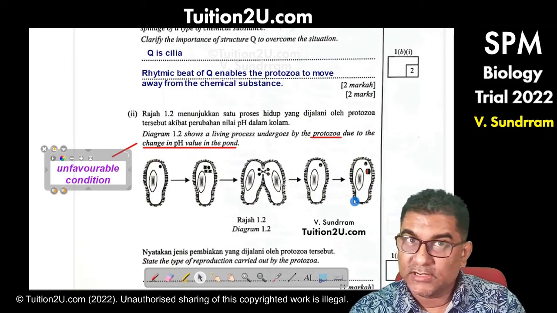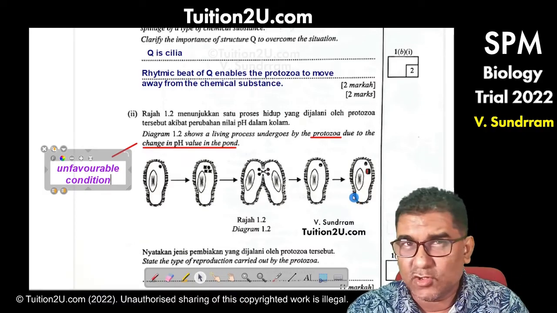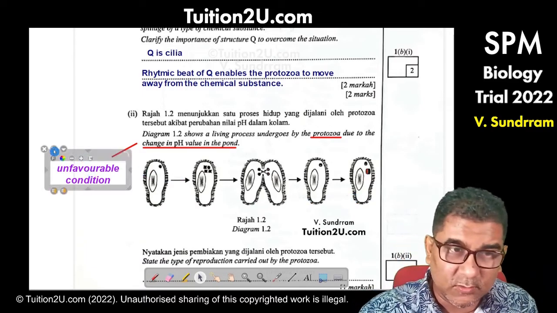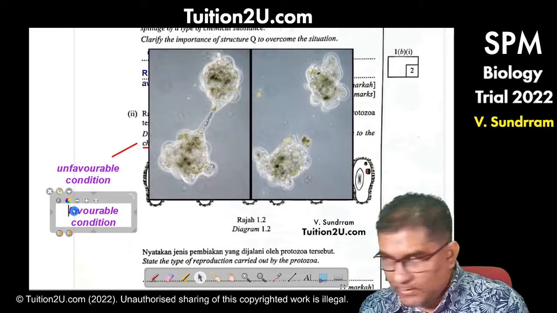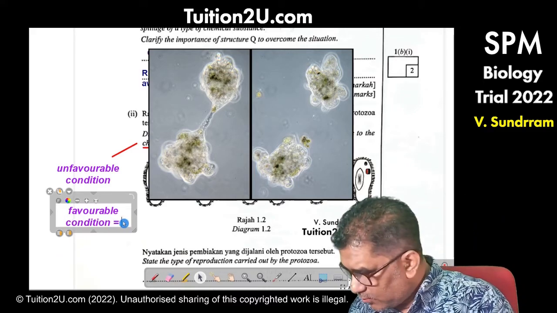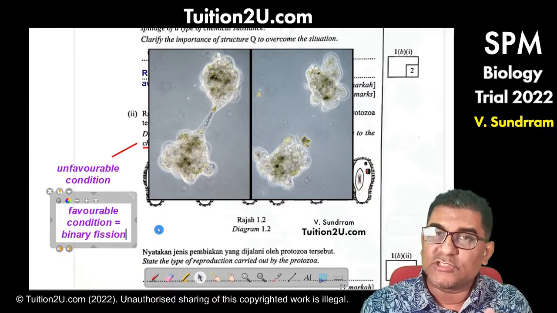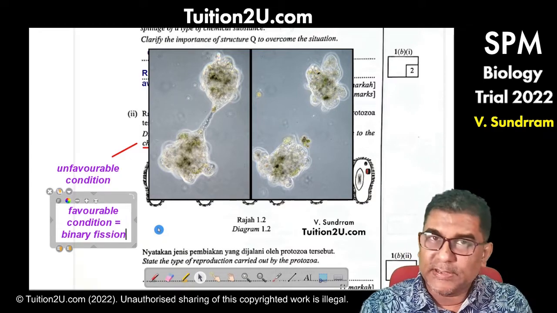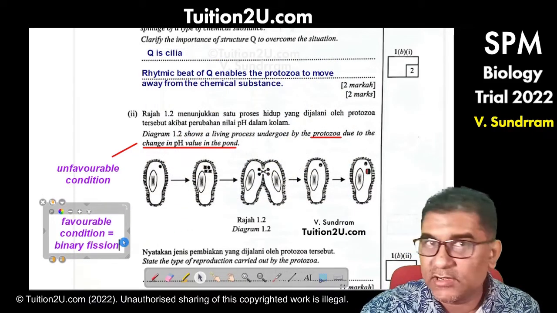In favorable condition, let's say the pH is normal, there is enough sunlight, the temperature is normal, there is enough food, that is favorable condition. Under favorable condition, what will this Paramecium do? What will the Amoeba do? If it's favorable condition, both Amoeba and Paramecium are going to do binary fission. Binary fission means basically one Paramecium is going to split to become two Paramecium, mitosis. Or one Amoeba splits to become two Amoeba. That is done during favorable condition.